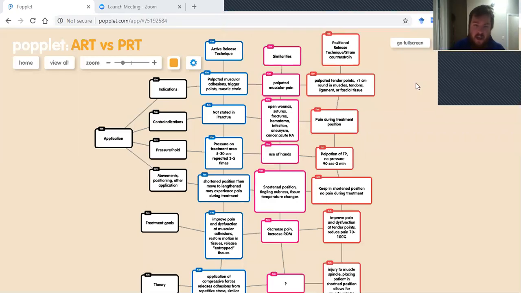I'm in the ISU DAT cohort of 2020, and today I'll be talking about comparing the active release technique versus the positional release technique, or strain counter-strain. So there are a lot of similarities and differences between the two different techniques.